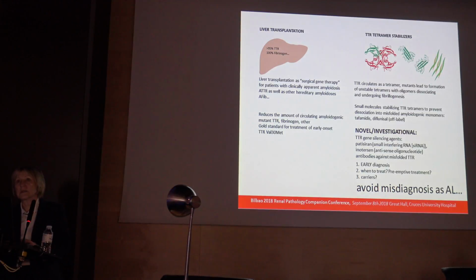What about treatment? I mentioned that transthyretin, fibrinogen, and other proteins which may be associated with systemic amyloidosis are produced either exclusively or predominantly by the liver.